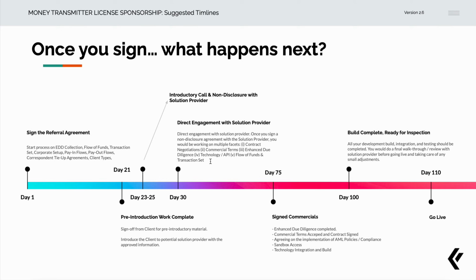You will typically work on this for the next maybe almost 30 to 35, 45 days. At some point, you're going to say, you know what, we agree to everything. The EDD was complete, the commercial terms were accepted, and the contract is signed. You're agreeing to the implementation of the AML policies and compliance that the solution provider would be giving you.